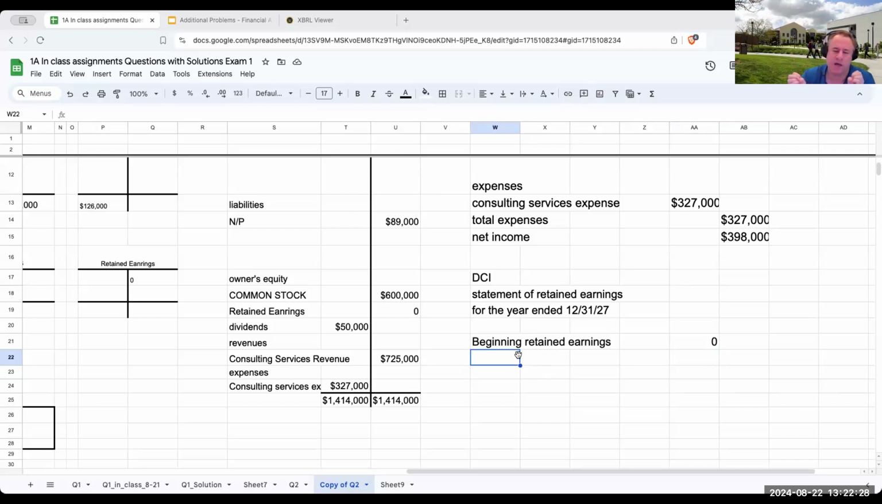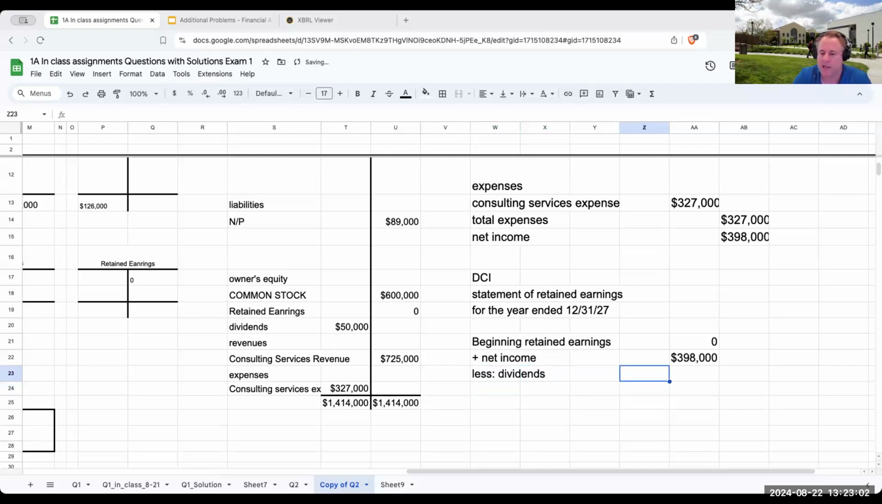So if we think about it, it's how much of the net income is the company keeping. So I'm going to add over here plus my net income. The reason why we do this statement second is I have to do an income statement prior to doing a statement of retained earnings. So right over here, I have my net income. Now, how much of this did we give back to our shareholders? Well, this is going to be less our dividends, right? And the amount of dividends we gave up was 50,000.